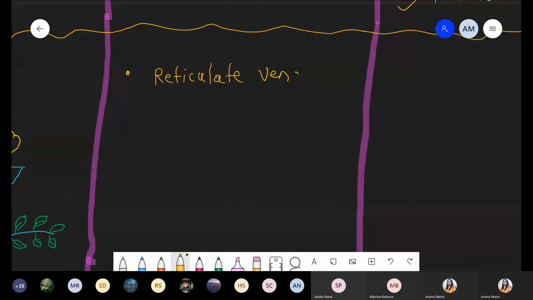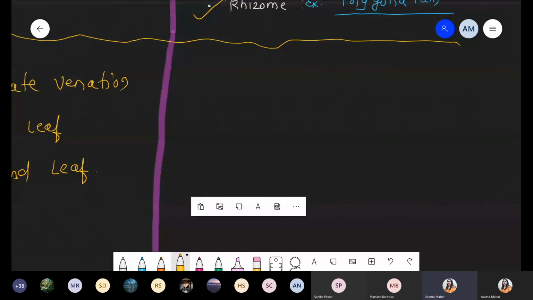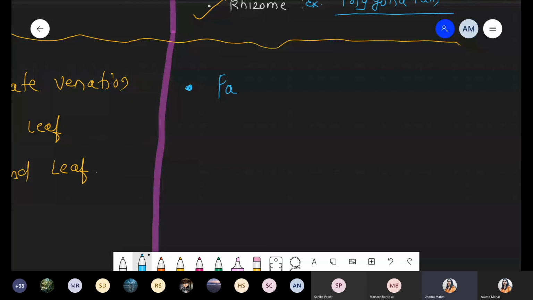Reticulate venation, as well as there is a presence of the simple leaf, as well as there is a presence of compound leaf. Okay, and now when we compare this point with the Liliaceae, it does not have reticulate venation. Liliaceae consists of parallel venation. Or simply it consists of only simple leaf, no compound leaf.